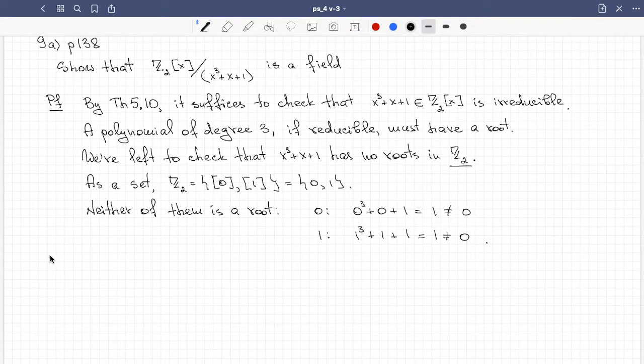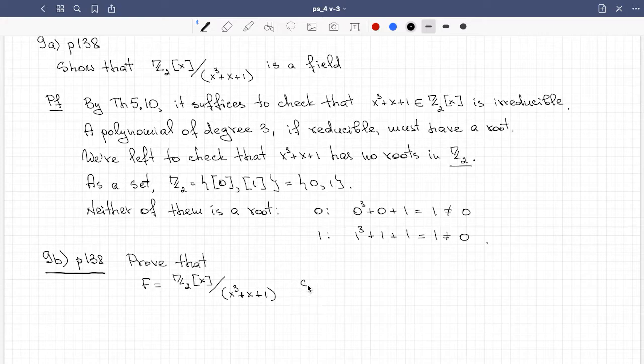Now, in 9b, on the same page, we gotta check that this field Z2 of x modulo x cubed plus x plus 1 contains all three roots of the polynomial x cubed plus x plus 1.